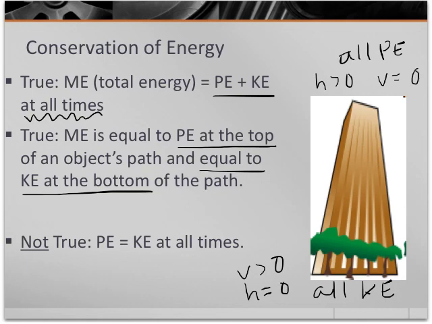Keep in mind, potential energy and kinetic energy are not equal to each other at all times. In fact, they're almost always not equal to each other, because at the top, you have all potential energy and kinetic energy being 0. At the bottom, you have all the energy being kinetic energy and potential energy being 0. So what's not true, and don't let this trick you into something, PE and KE are not equal to each other. PE plus KE are equal to ME.